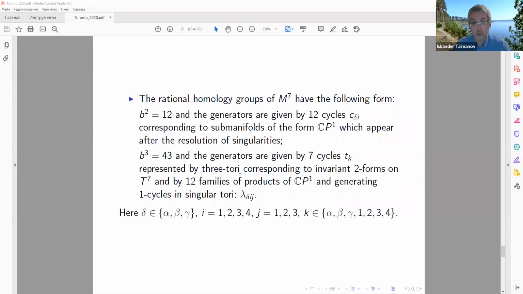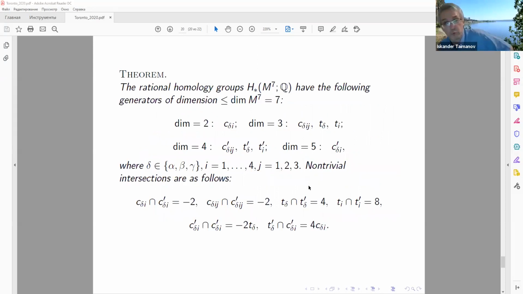So now we get this representation of all generators of rational homology groups. There are complemented generators of complemented dimension. And now we get the theorem. The rational homology groups have the following generators of dimension less than or equal to 7. So this is dimension 2, 3, 4, 5.